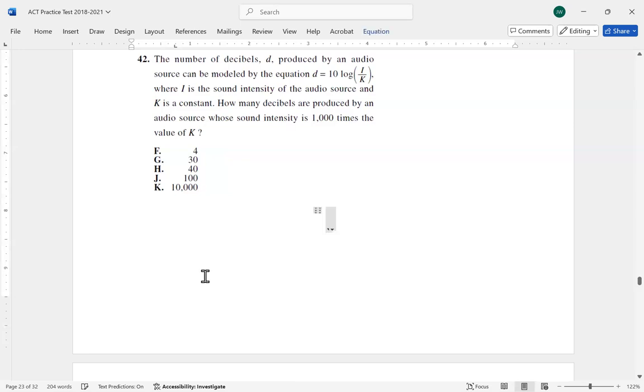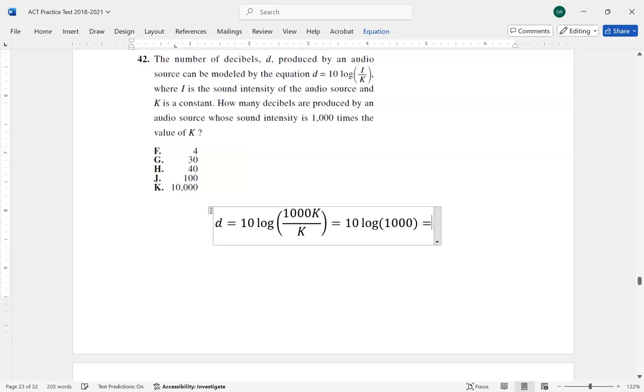So what we would do is take 10 times log, and if the intensity is 1,000 times K, then we're taking 10 times the log of 1,000. Now this is log base 10. When you don't see a base there, log means log base 10. You can type this into your calculator.